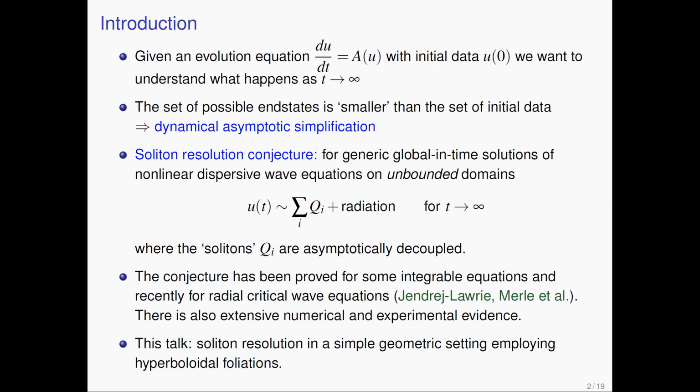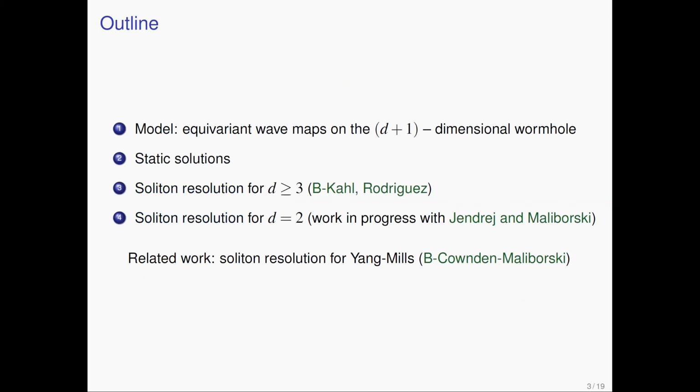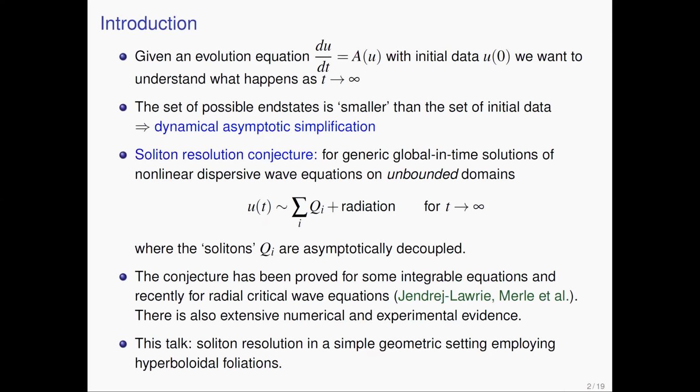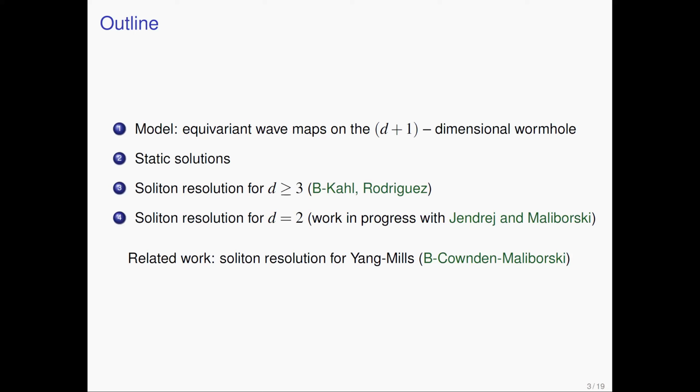So here is the outline of my talk. I will first explain the model, which is an equivariant wave map on a wormhole. Then I will talk about static solutions, which play a key role in understanding the late time behavior in this model. So the static solutions play the role of solitons in this model. Then I will shortly talk about this in three dimensions.